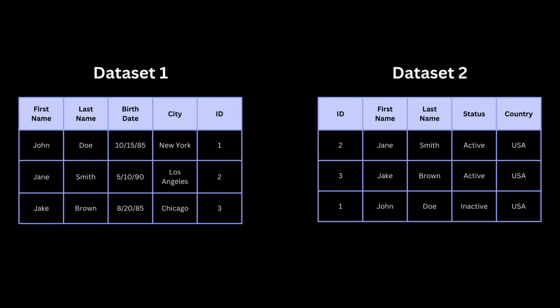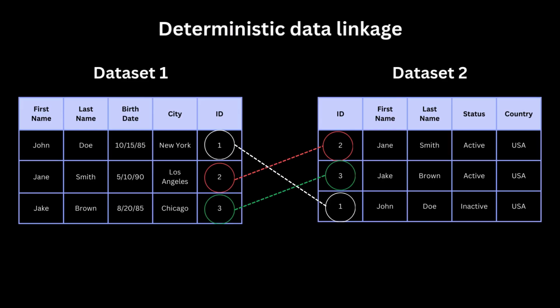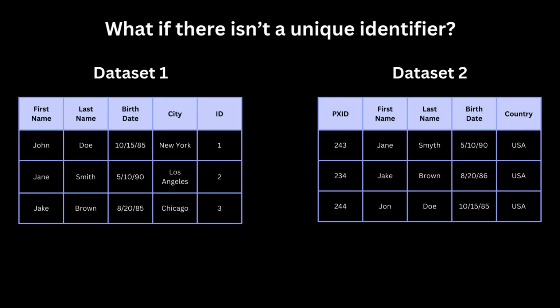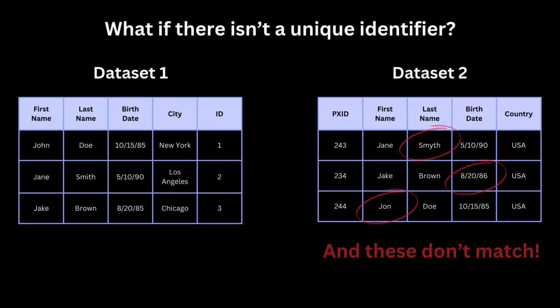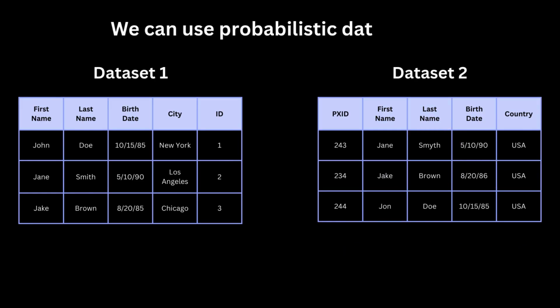Linking datasets is often pretty straightforward. We just find a common unique identifier and link them together. This is called deterministic data linkage, and I've done a few videos on how to do this. But sometimes we need to link datasets that don't have a unique identifier. And although things like first and last name can be pretty unique, the smallest typo or change can throw things off. In these cases, we can use probabilistic data linking.